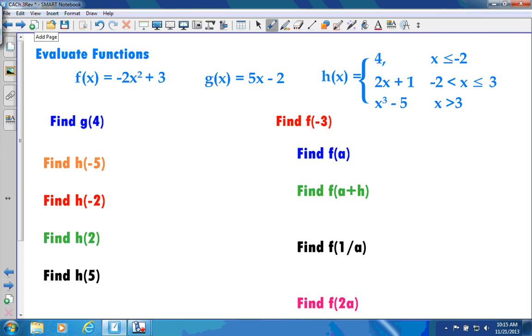Alright, then evaluating functions, there will be all different kinds of these. For g of 4, we would substitute 4 in for x. We get 5 times 4 minus 2, which is 18.